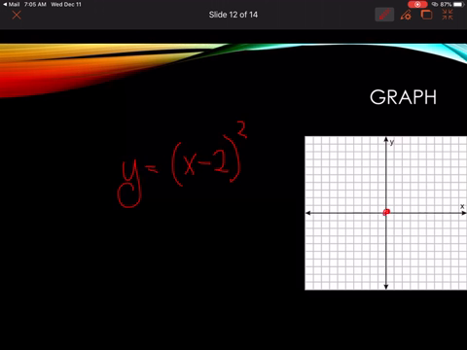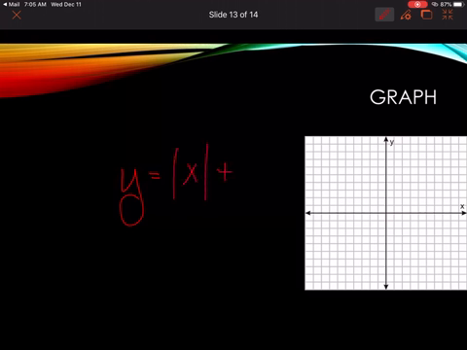So this is a parabola because it's a squared function. It's minus 2 in the parentheses, so that means I move it right 2. So here's an absolute value. Remember that forms a V. And because the plus 2 is on the outside of the sign, that means we move it up 2.